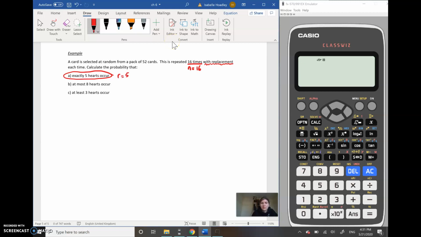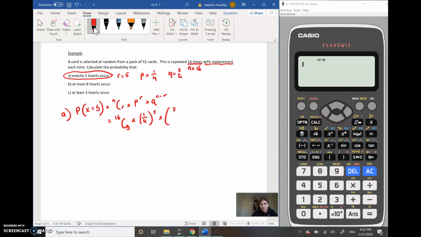If we're looking at hearts, the probability of picking a heart is 1/4 because you've got 4 suits in the deck and only one of them is hearts. That means your probability of failure is 3/4. So for part A, the probability where x equals 5 is NCR times P to the power of R times Q to the power of N minus R. That's 16 choosing 5 times 1/4, because that's your probability of success, to the power of 5, times 3/4 to the power of 11.